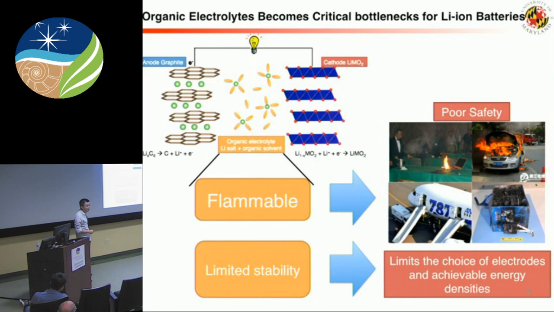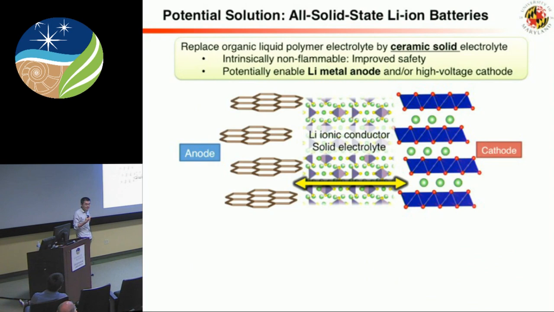You know, Samsung S7, also the Dreamliner and electric vehicles. That's because you have a highly flammable component in your battery. So that's one thing. Another thing is that this electrolyte also limits the energy density of your battery. The reason is that you have to have an electrode that's compatible with the electrolyte, so that greatly limits your choice of electrode. Also, this electrolyte usually has a limited voltage window, about 4 volts, so that also limits the voltage you can have in your battery. Overall, that limits the energy density of your battery.